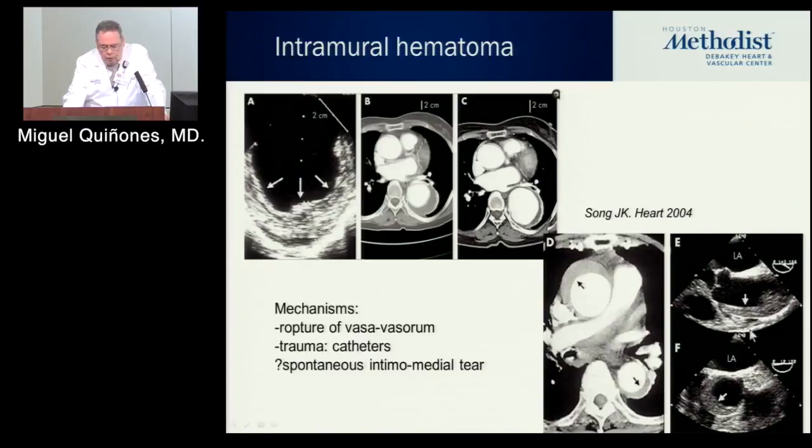This is one condition that we can miss, if they're small, or if they're close to a blind spot. So when you're doing TEEs in situations where there's suspicion for dissection, be very sensitive to a thickening in an area of the wall of the aorta that you are not expecting. And go back, take multiple views, because that could be an intramural hematoma.